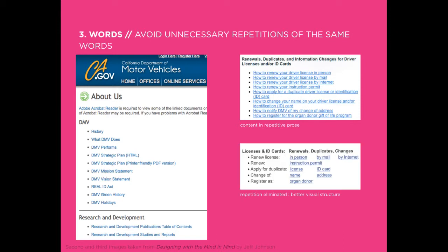As opposed to having a nice and better visual structure where repetition is eliminated and have it in the form of a table, right? So we would say renewing license in a bullet point, option 1 in person, option 2 by mail, option 3 by internet. So all of this is clear to the eye, and the person knows what they should click on, what they should choose, instead of reading the same repetitive prose kind of text.